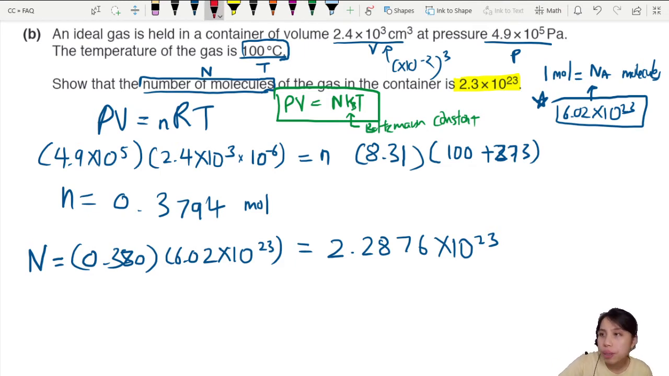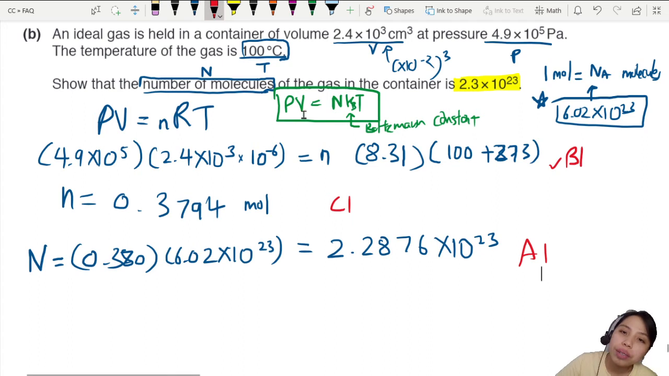Anyway, 3 marks here. If you plugged in all the values correctly, this line, that's 1 mark. If you got your moles, that's a C1 mark. And of course, if you managed to prove your answer, that's the last one. If you did the Boltzmann constant method, the green color one, this C and A mark will be kind of combined because you kind of already got the N, right? So physics, usually we use this. Chemistry, sometimes chemistry will use this one a little bit more.